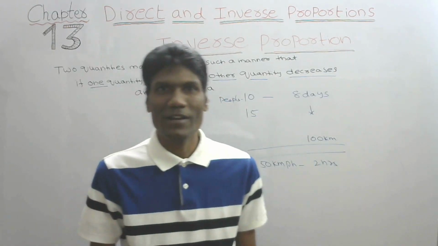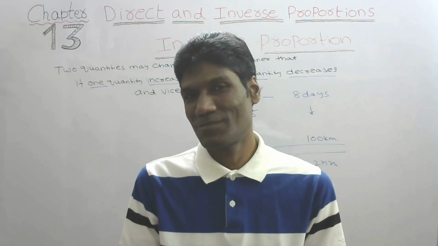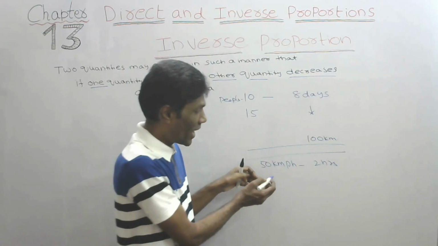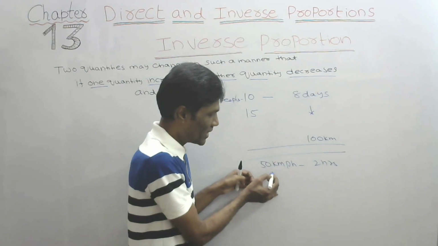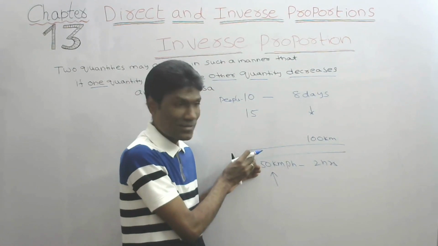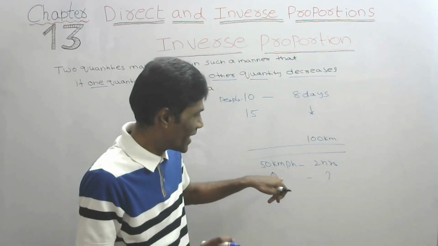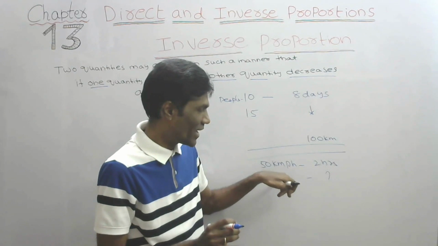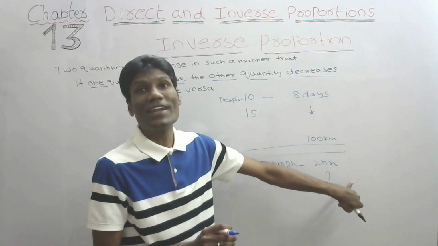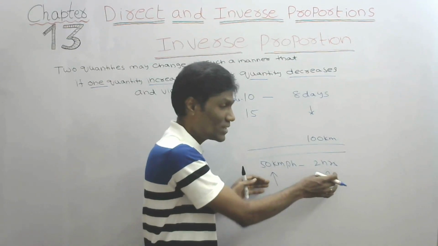Now what will I do? Next time my daughter will say, no daddy, we will go fast. So I will increase the speed. Now I am changing this quantity; I am increasing it. Then what about the time? Now the question is, what happens to the time? When I increase the speed, that is, when I increase one quantity, then the other quantity is decreasing. Isn't it? So when one quantity is increased, the other quantity is decreasing.